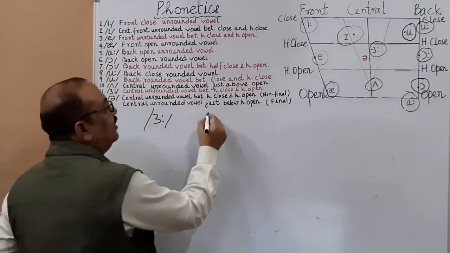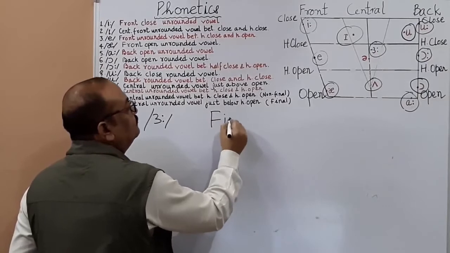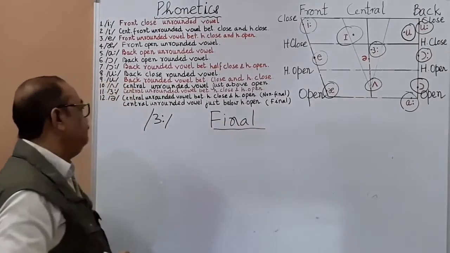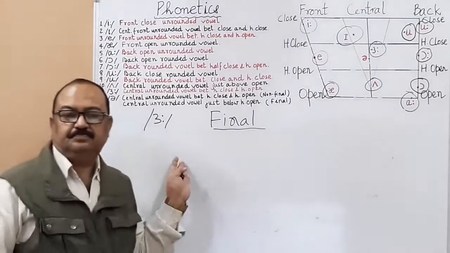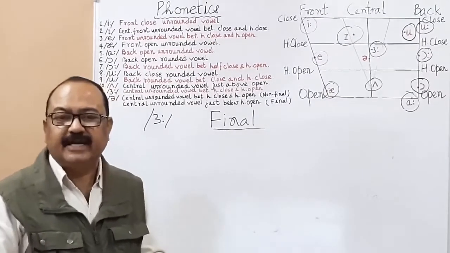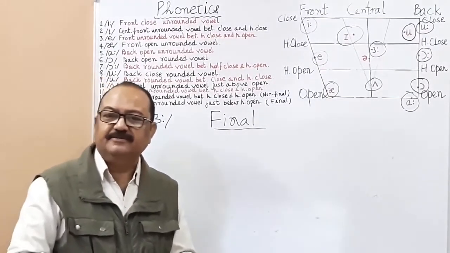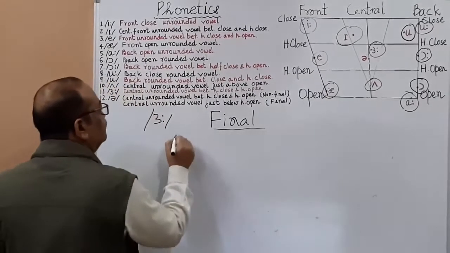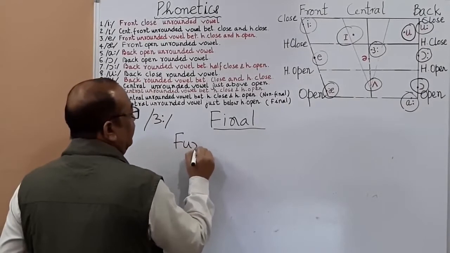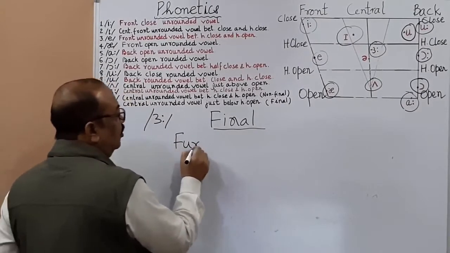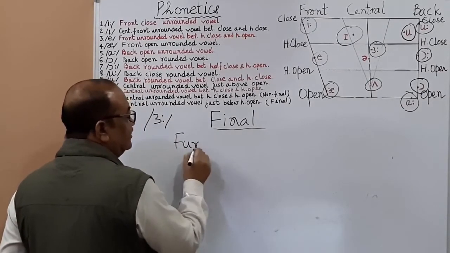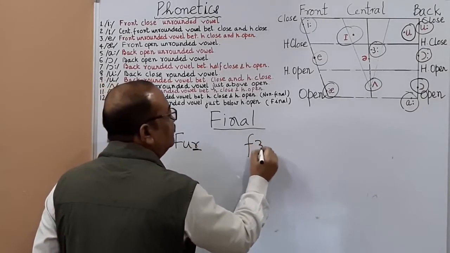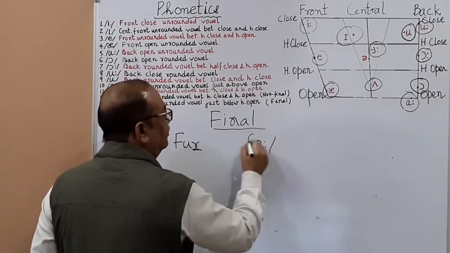Final position, okay? O sound. Final. Do you have a word with this? Four. Although you have ra here, it is not pronounced. So how do you write four? Four. Okay.